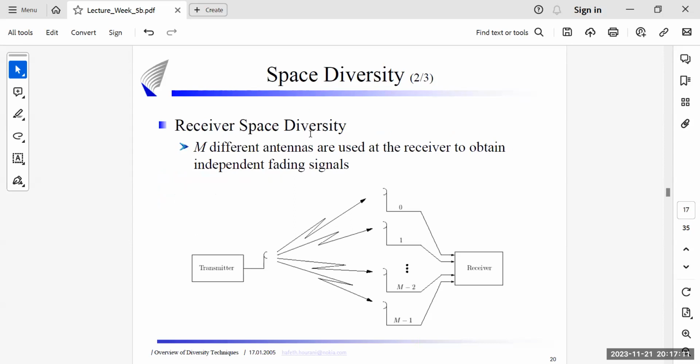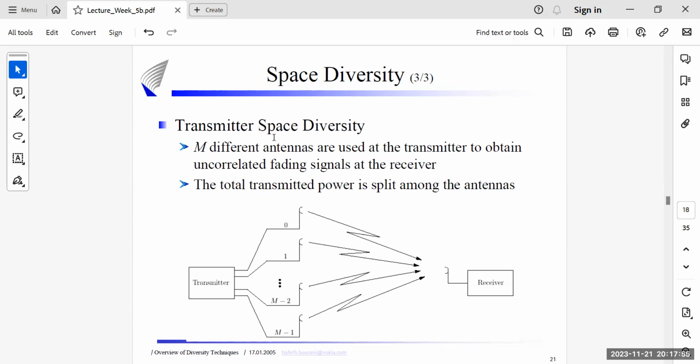So let's see this receiver space diversity. You see, you have one transmitter, and then you have a receiver having multiple antennas. So this is basically implying what? This is implying receiver space diversity. So M different antennas are used at a receiver to obtain independent fading channels. You want channel 0 to be maximally uncorrelated with channel 1, with channel 3, 4, 5. So you want all of these to be uncorrelated to the maximum extent, so that if a few of the antennas go into the fade, one antenna might have captured the signal. So this is known as the space diversity.